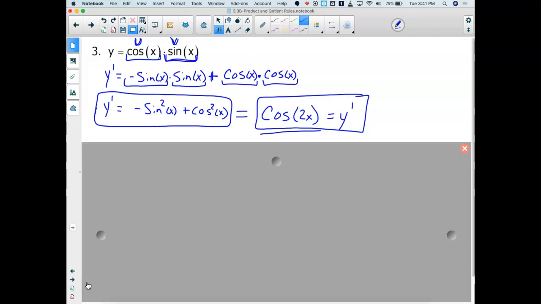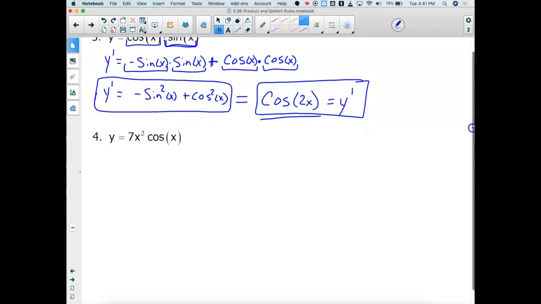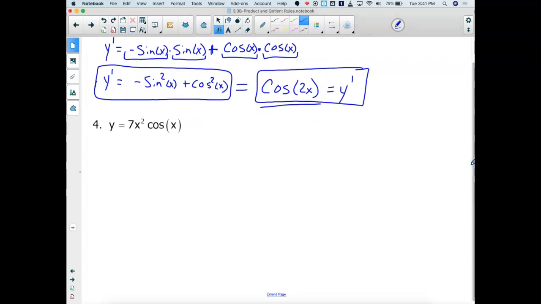I will soon be posting a nice trig identity sheet back on the website if it's not on It's Learning, if it's not there. The last problem we've got right here is we're going to find the derivative of this.